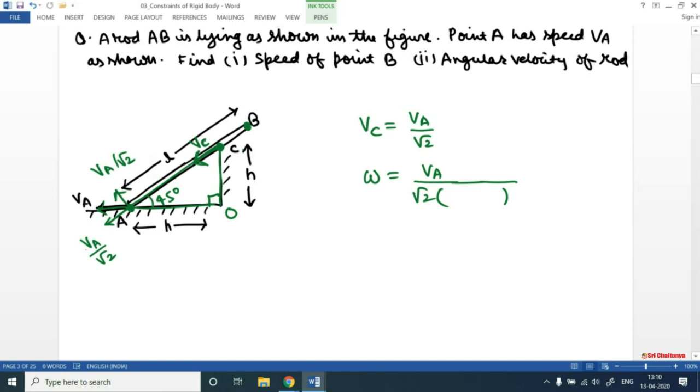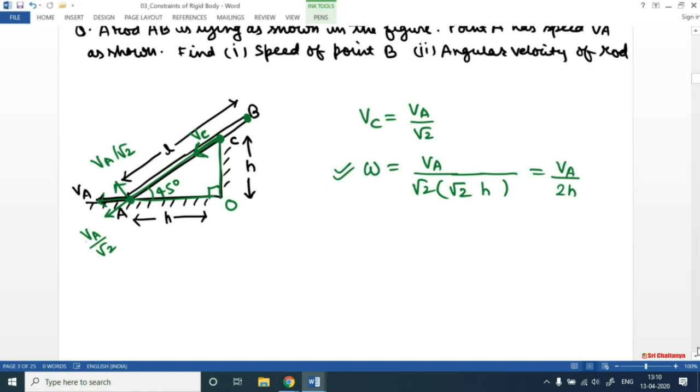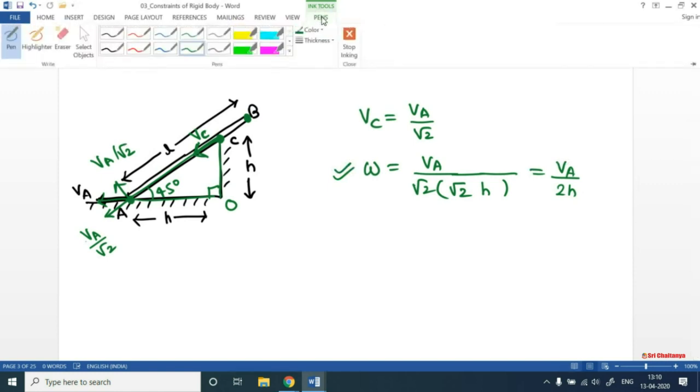So if this is h, this is h, so the separation between point C and point A is nothing but root 2h over here. So omega we have found out to be equal to Va by 2h. So this is the answer for the first part. Now we are required to find out the velocity of point B.